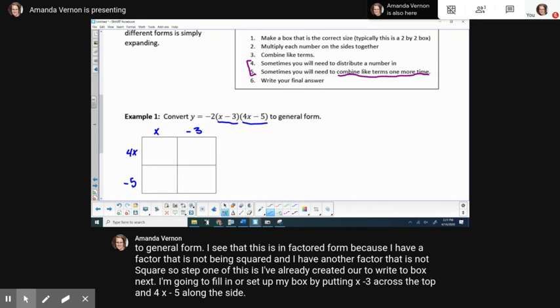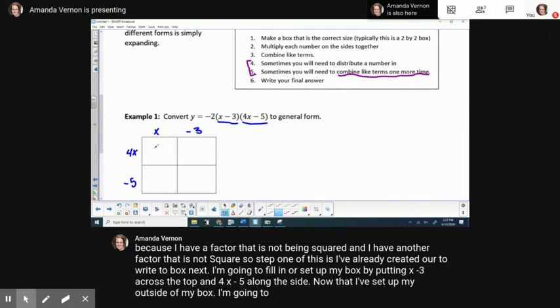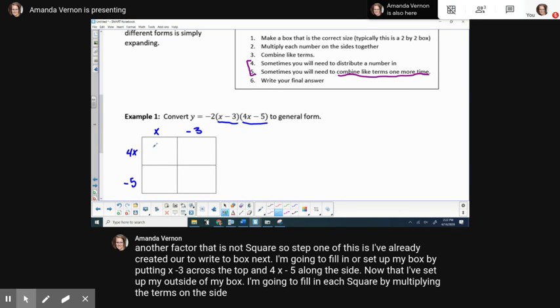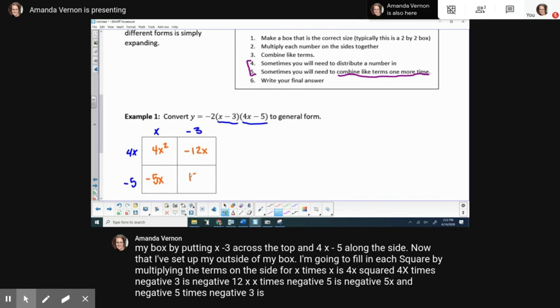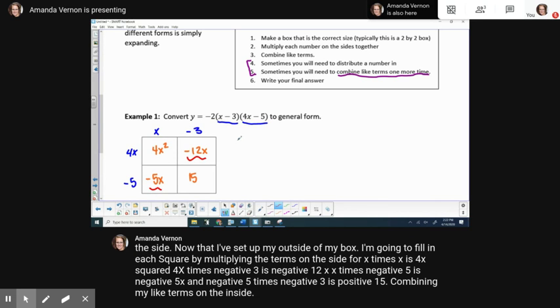Now that I've set up the outside of my box, I'm going to fill in each square by multiplying the terms on the side. 4x times x is 4x squared. 4x times negative 3 is negative 12x. X times negative 5 is negative 5x, and negative 5 times negative 3 is positive 15. Combining my like terms on the inside, I see that I am left with 4x squared minus 17x plus 15.